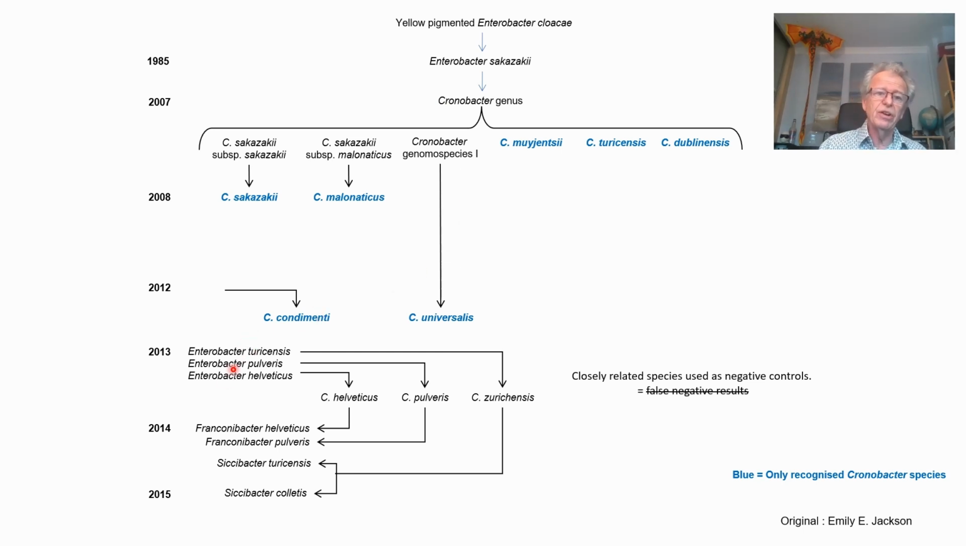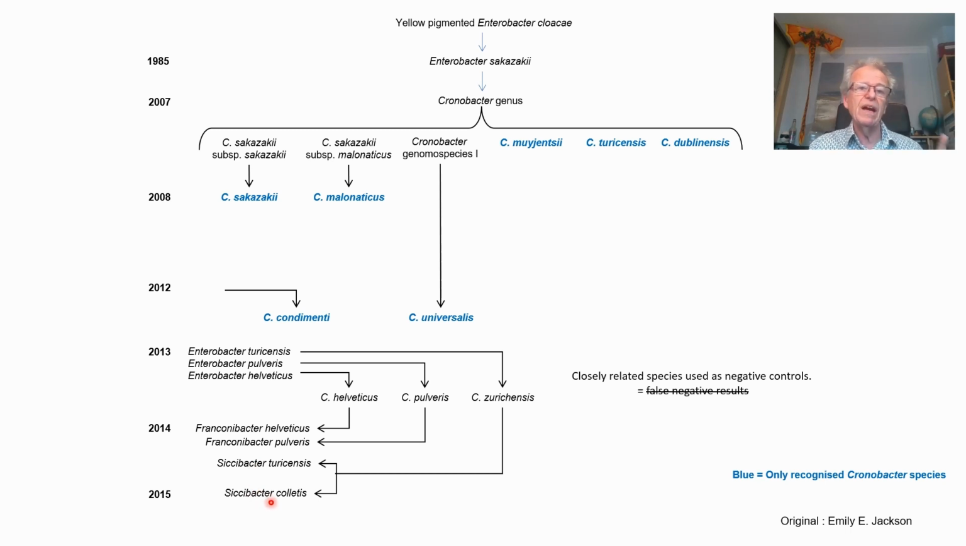Now, where confusion occurred is because, unfortunately, in 2013 some Enterobacters which were used as negative controls for tests pre-2013 were named as Cronobacter. This never should have occurred, in my opinion. They were given these temporary names: Cronobacter helveticus, pulveris, zurichensis. Fortunately, a year later, another group of researchers properly analysed those strains and very clearly showed that they were not Cronobacter. They were other genera, and those new genera are called Franconibacter and Siccibacter.